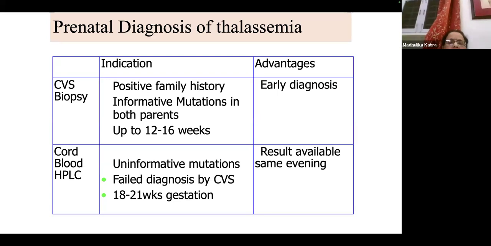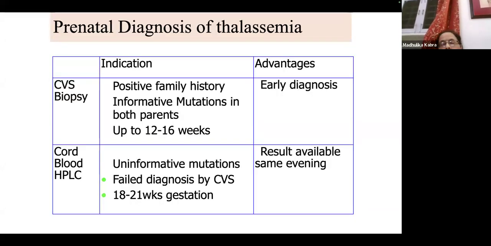In the table which was put by Aparna, she has also put cord blood HPLC, which we use very, very rarely these days. It was a time when sequencing was not being used routinely and we were stuck with testing for only 5 mutations. In those situations, cord blood HPLC was being tried. The reliability of this test is not very high, and the more important thing here is that there can be maternal cell contamination. So we would very rarely at this point in time resort to cord blood sampling. So CV biopsy we prefer, and then we can also do amniotic.